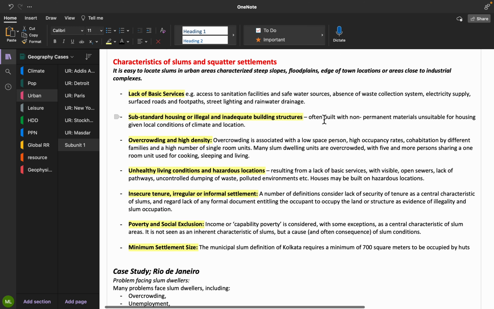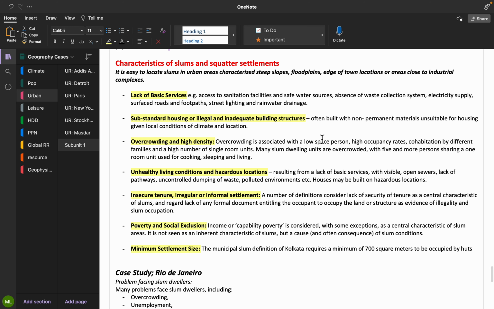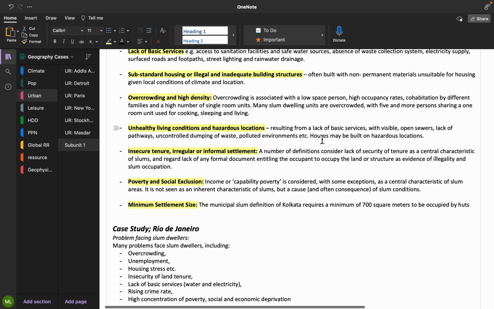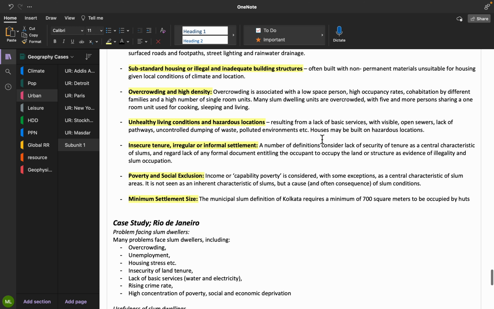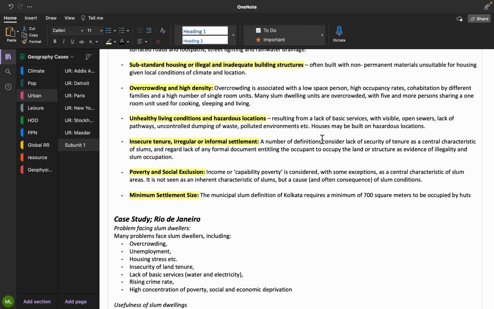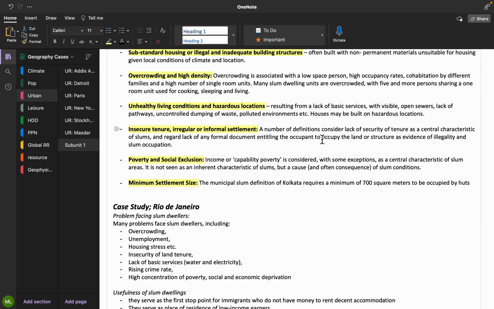So first, they have a lack of basic services such as sanitation facilities and safe water resources. And they have substandard housing or illegal and inadequate building structure. So their houses can actually be made out of really thin pieces of metal that you'd see on cargo ships, or they could be made out of wooden scraps or plastic bags. The third one is overcrowding and high density. So it's really, really concentrated there.